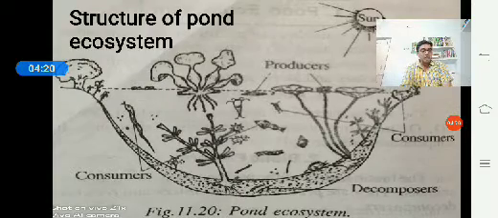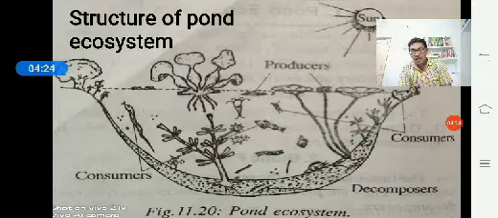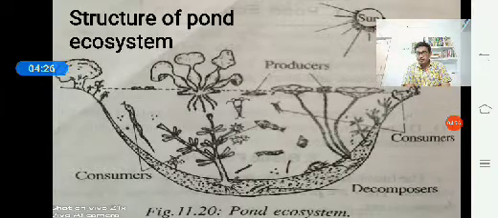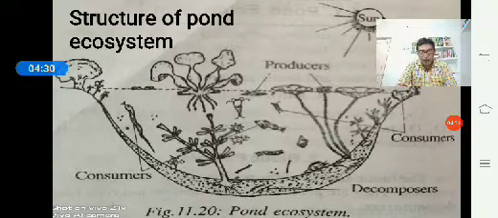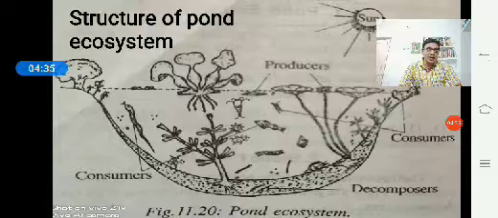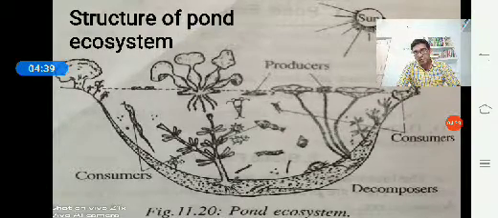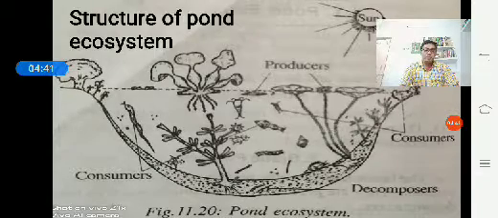Now, the structure of pond ecosystem. When it comes to the structure, a pond ecosystem is a shallow water body. It is an example of a freshwater lentic ecosystem. The pond ecosystem consists of both biotic and abiotic components of the environment.